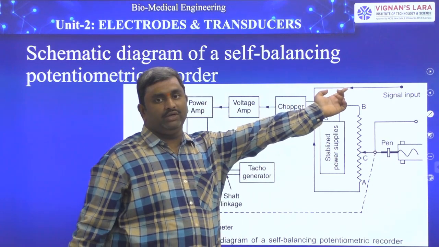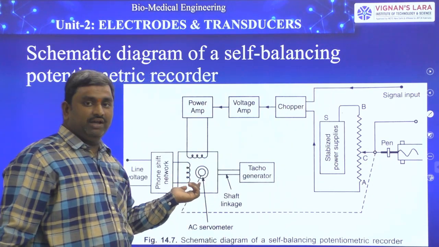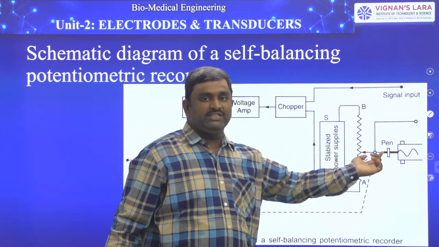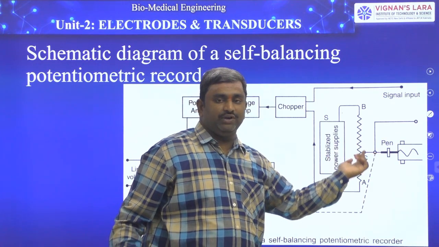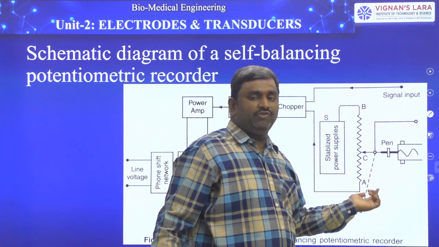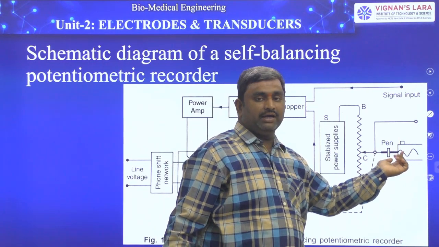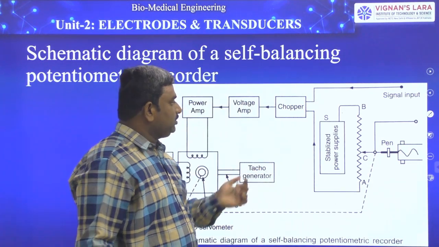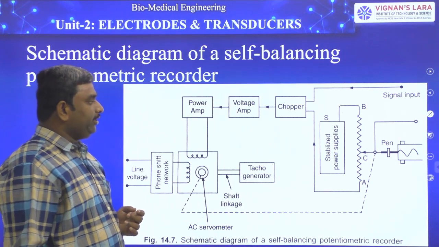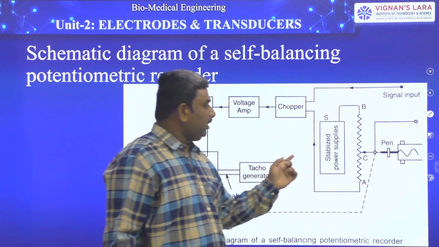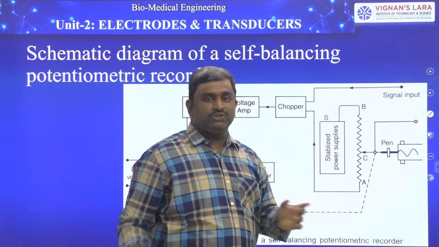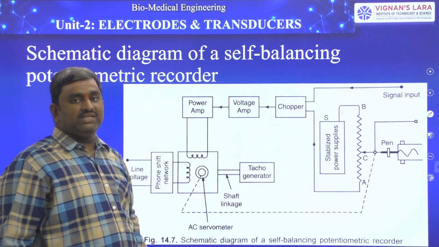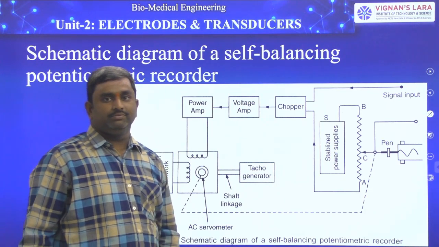Whenever the signal voltages are coming, based on them this motor will generate some deflections. Those deflections are transferred to this pen, that is, it will select different types of resistances. When the different types of resistances are connected, the same deflections will be stored on a paper. So this is the self-balancing potentiometric recorder. Here we are connecting some stabilized, standard power supplies, and based on that, it is moving. This is about self-balancing potentiometric recorders.